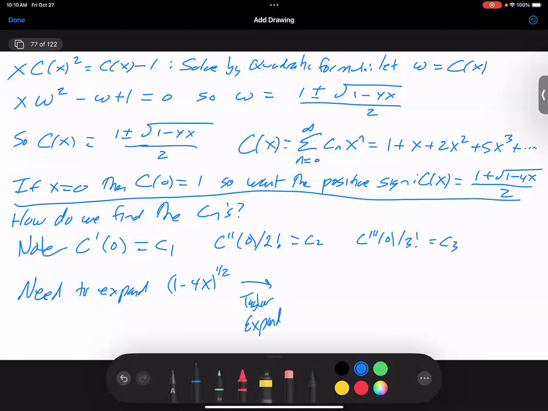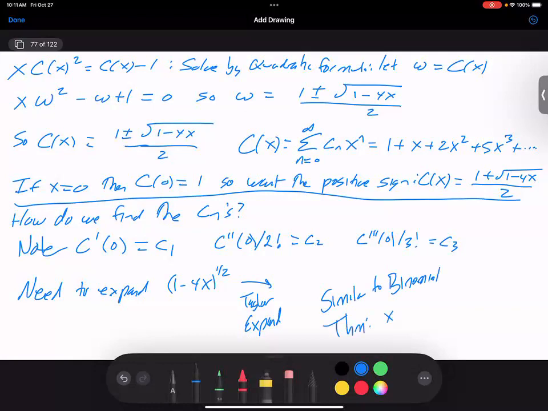Does 1 minus 4x to the 1/2 look structurally like anything you've seen before? It's not going to be exactly the same, but it should look like something you've seen before, where we do know how to expand that. So much of math is about pattern recognition. What have you seen that looks a lot like 1 minus 4x to the 1/2? Yeah, it looks like 1 plus x to the p. So maybe it's similar to the binomial theorem.